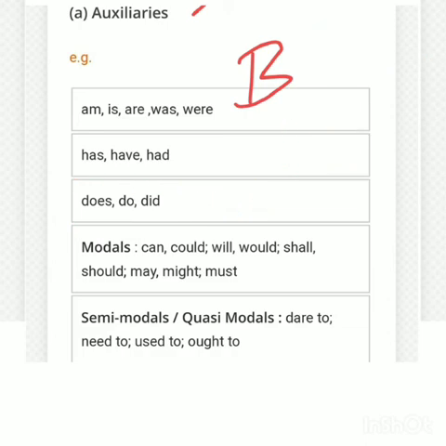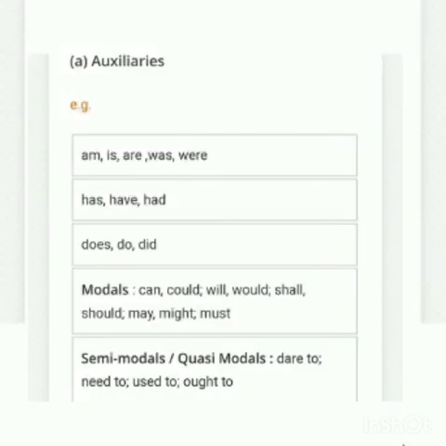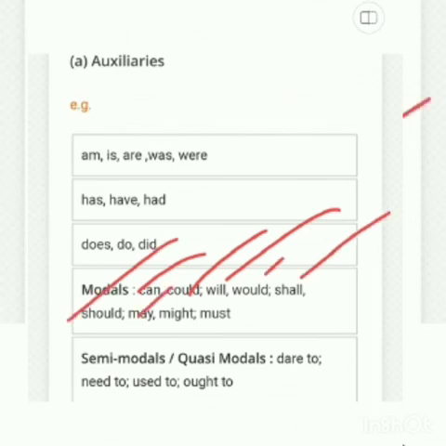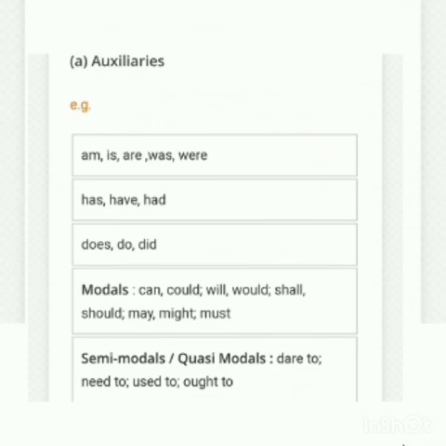Then modal auxiliaries. Modal auxiliary usually comes in the future tense. Okay, it comes along with the main verb and it indicates the future action. What are modal auxiliaries? Can, could, will, would, shall, should, may, might, must. And then semi-modals or quasi-modals. They are dare to, need to, used to, and ought to.